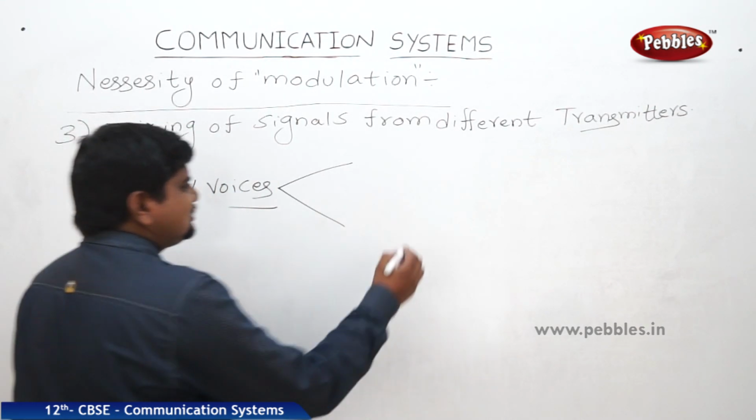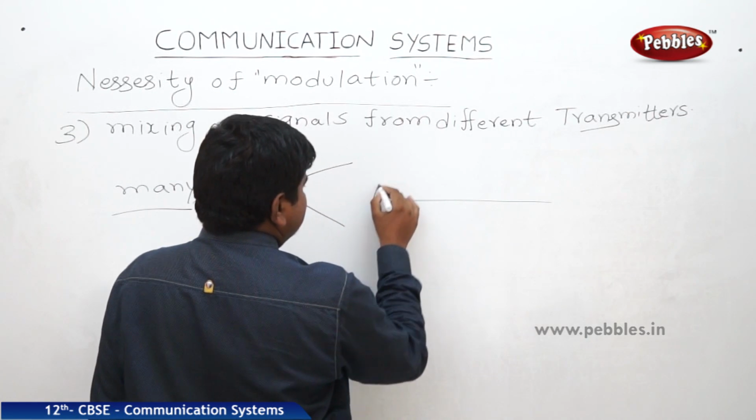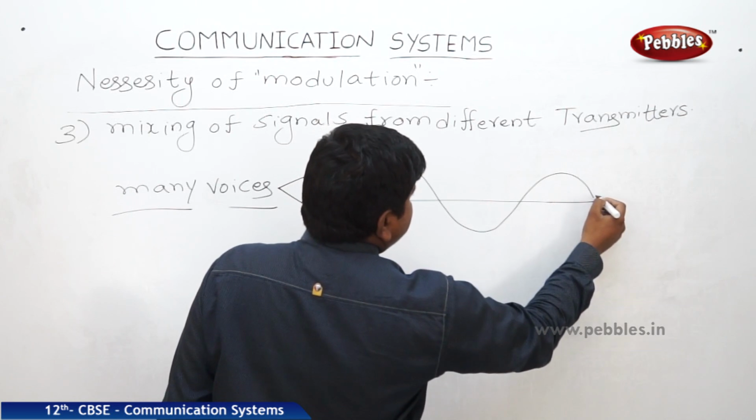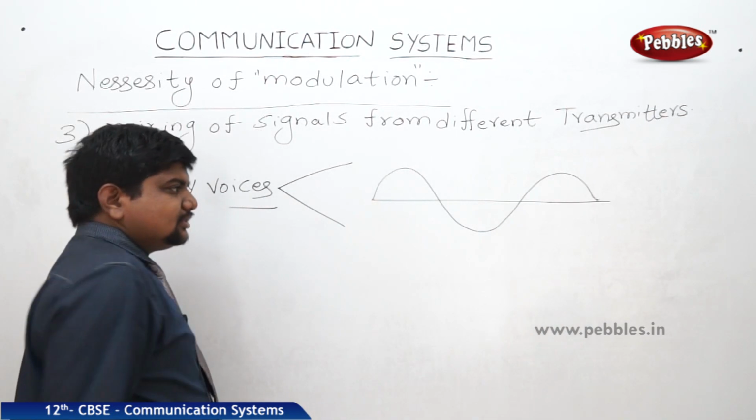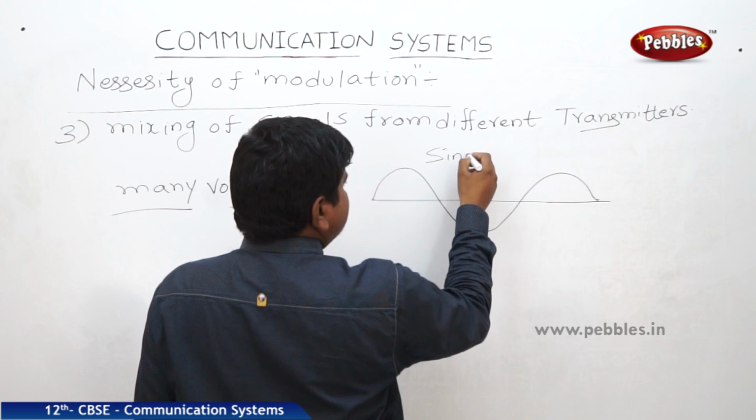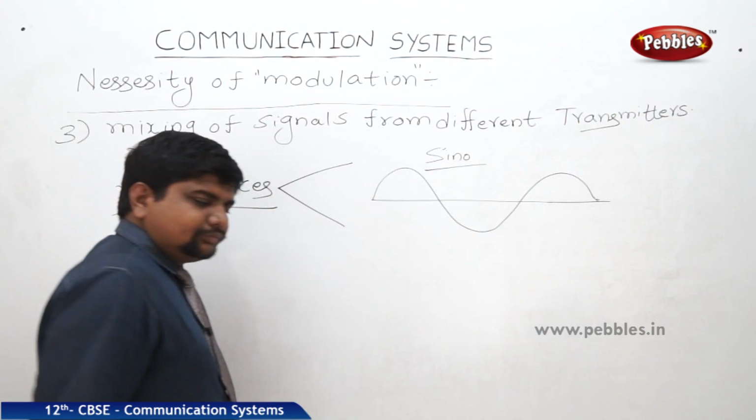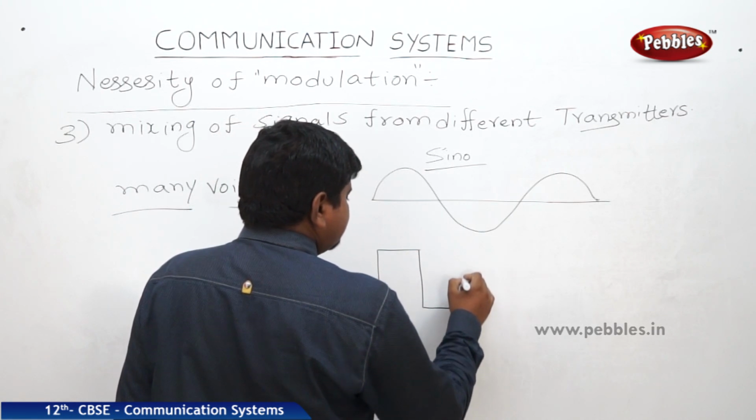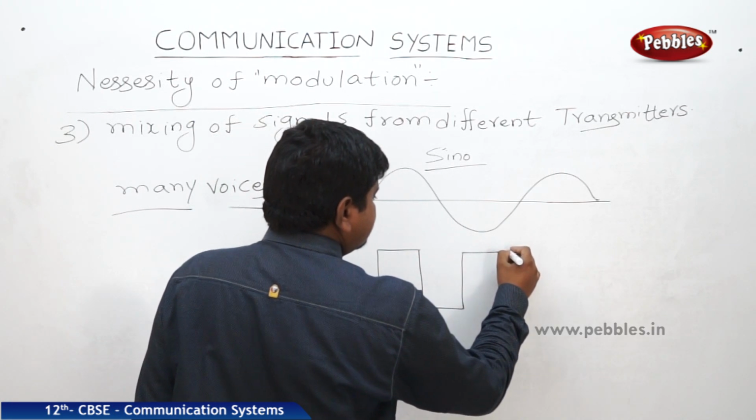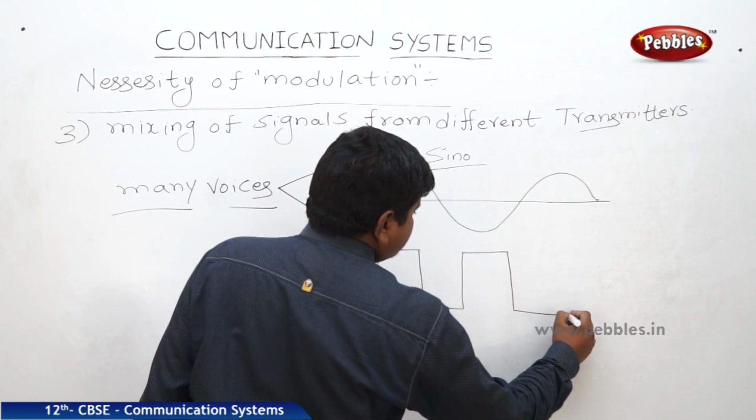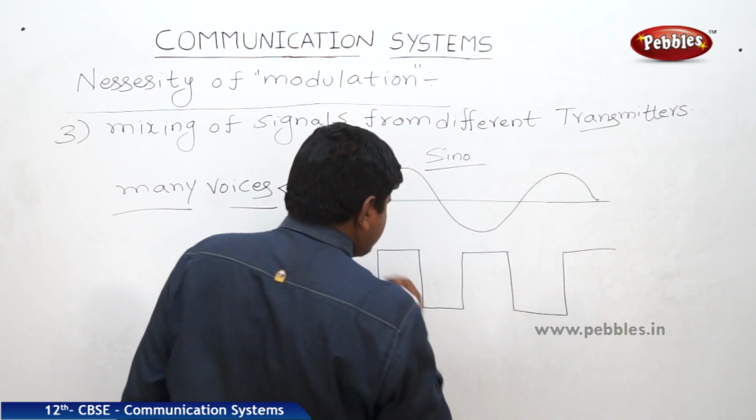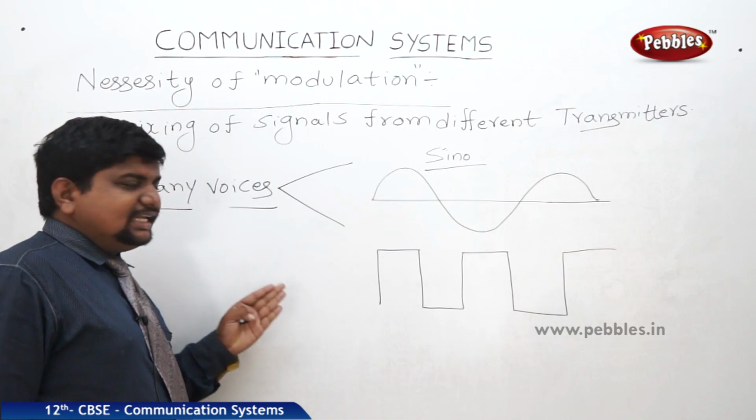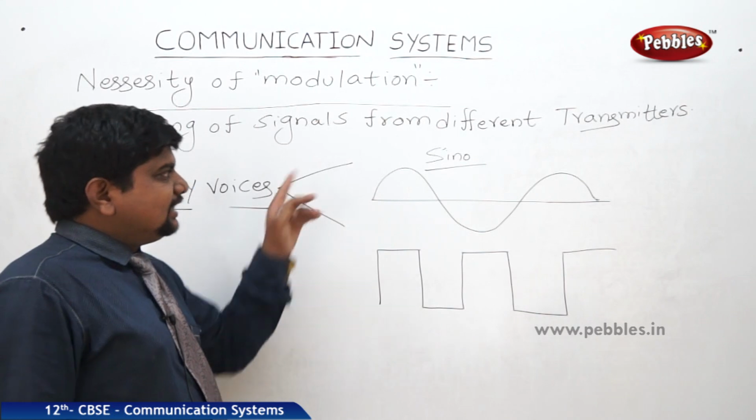So mostly the signals will be sinusoidal or pulsated. This is the sinusoidal signal, mostly for the music notes. This is a sinusoidal wave. What about the pulsated? Pulse up, next pulse down. So these types of waves we can see while different voices are mixing at a transmitter.